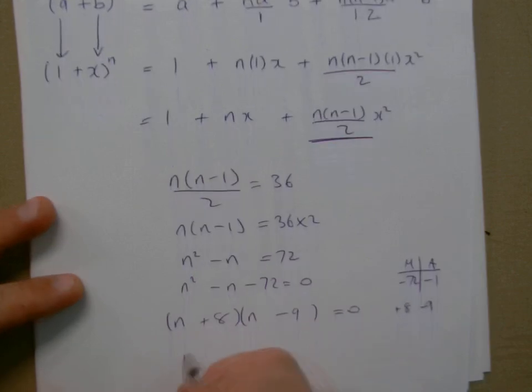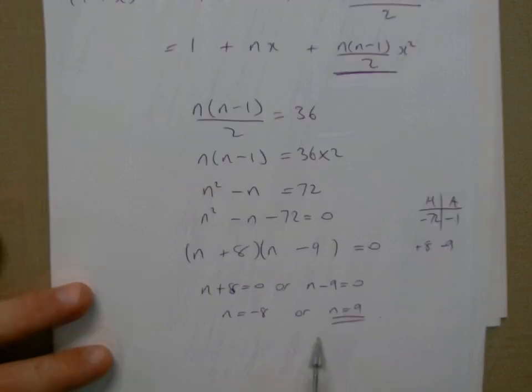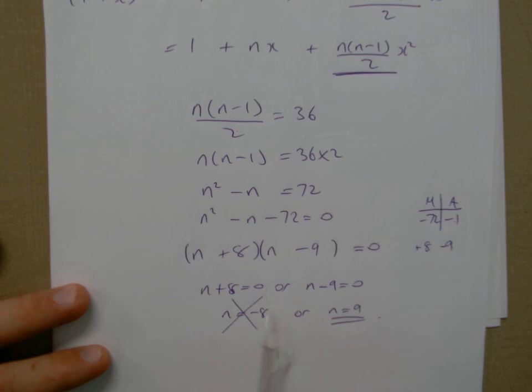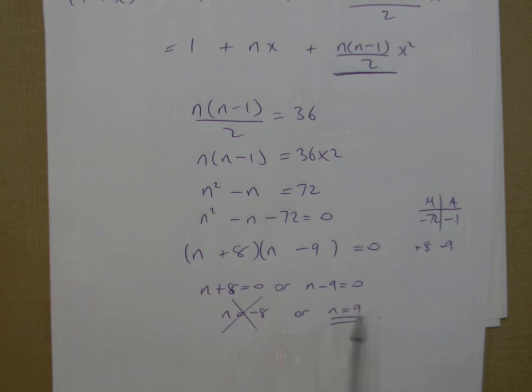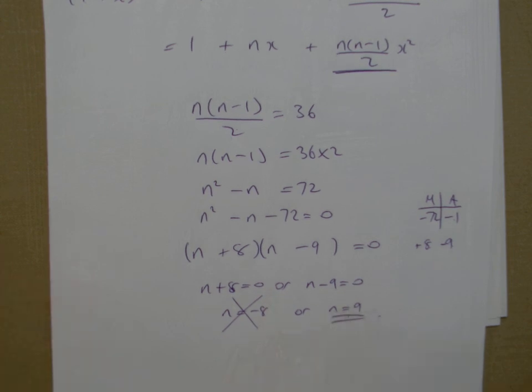So that means you've got n plus 8 equals 0, or n minus 9 equals 0. So n will equal minus 8, or n will equal 9. I underline 9 because this is impossible. In fact, we'll cross that one off because it said in the question n has got to be positive. So that's our answer there, n equals 9.